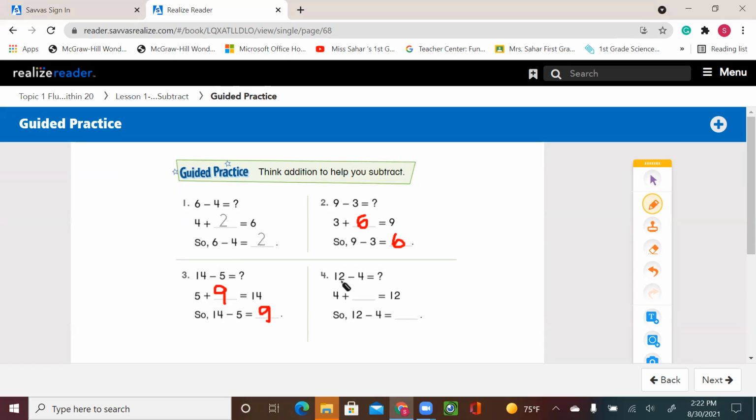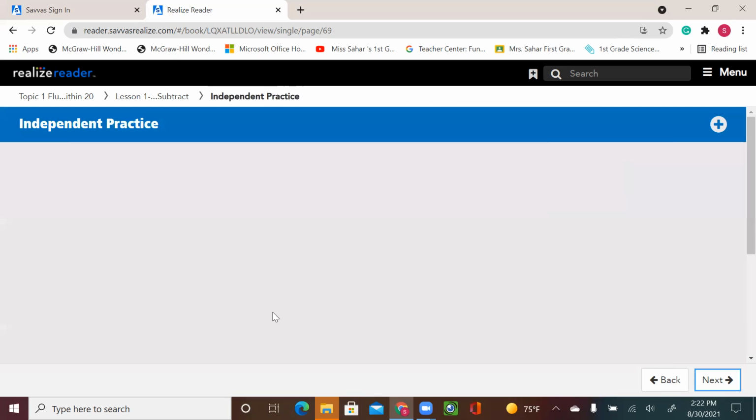Now number 4, 12 take away 4. That means 4 plus something equals 12. 4 plus, very good, 8. That means 12 minus 4 equals 8.